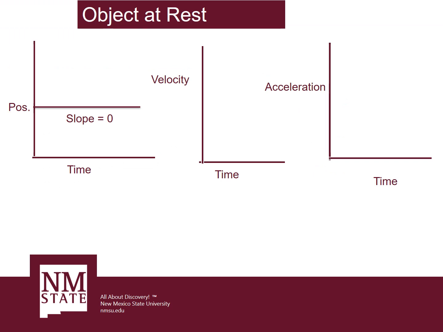Here are the three graphs of an object at rest. So the position is sitting at some place away from the center of origin, say at 1 meter. Now if it's not moving, of course there's zero velocity, so there is zero on the velocity versus time graph. And if there's zero velocity and it's not changing, then you also have zero acceleration.